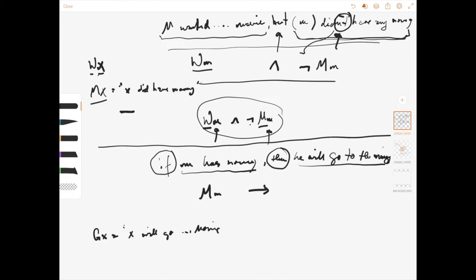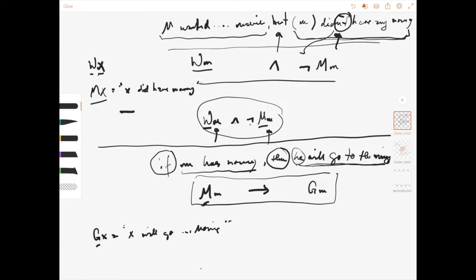Now again, we want to pick these function abbreviations like M and G carefully. We can't use M for "blank will go to the movie," because we've already used M, so we can't repeat that without confusion. It's easy enough, we'll just use G. So G of X stands for "X will go to the movie." To formalize "he," that's Matthew, "will go to the movie," we'll use G of M. And so our formalization looks like this: M of M implies G of M.